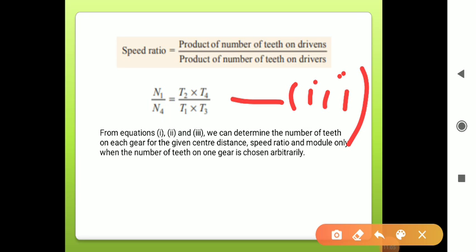So from equations 1, 2 and 3 we can determine the number of teeth on each gear for the given center distance, speed ratio and module, only when the number of teeth on one gear is chosen arbitrarily. That means the center distance is given, speed ratio is given, and module, and we must know one value of teeth.